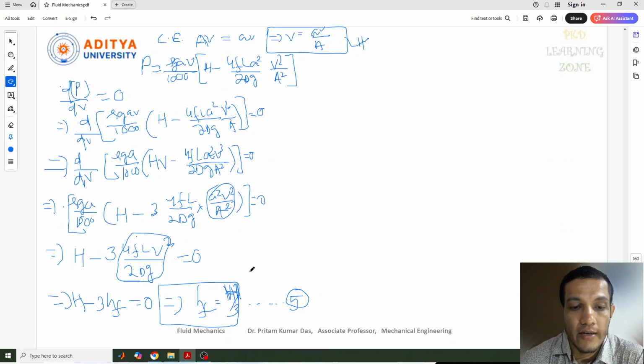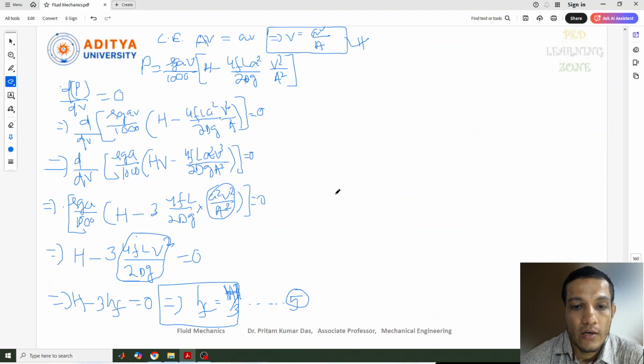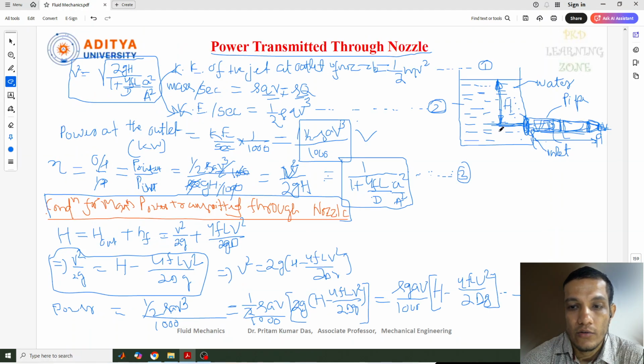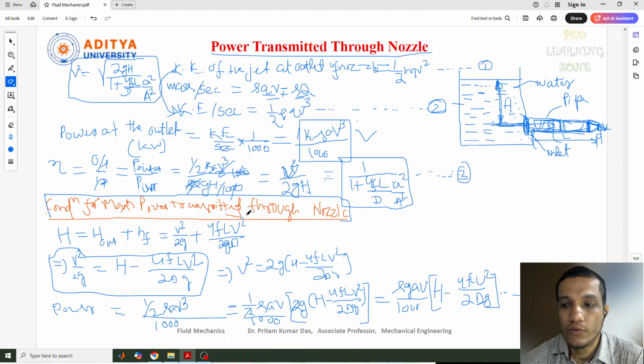Here capital H is the total head at the inlet condition. So the maximum power will be transmitted through the nozzle when the loss due to friction, while the fluid is flowing through the pipe, is 1/3 of the head supplied at the inlet. Then only this condition will be satisfied. Though this is a slightly lengthy one, it's very simple.